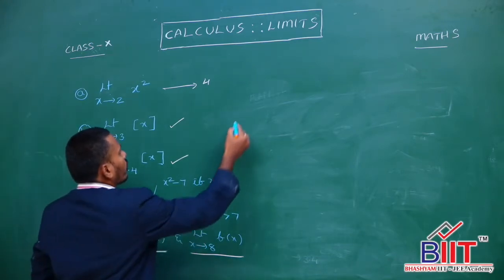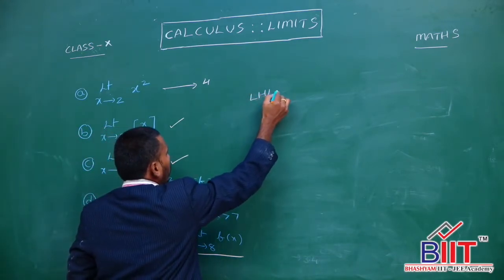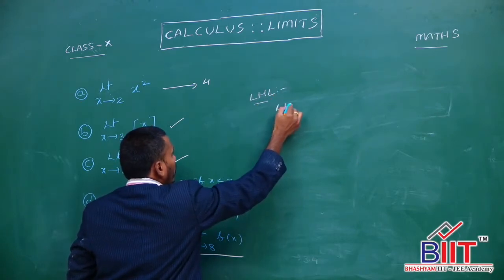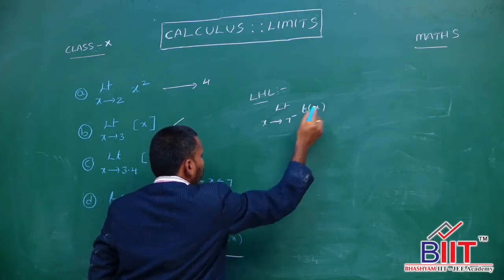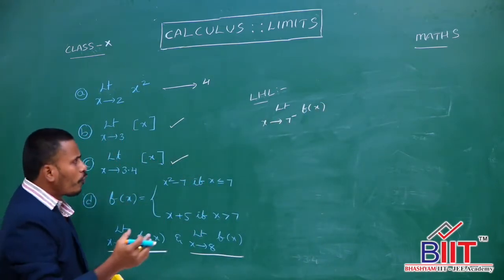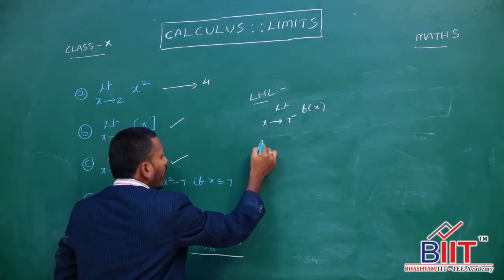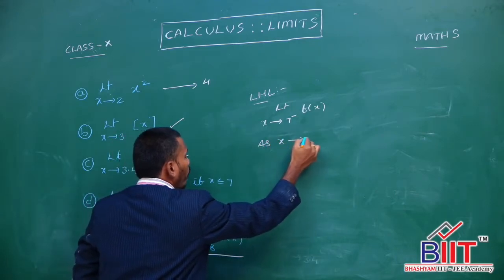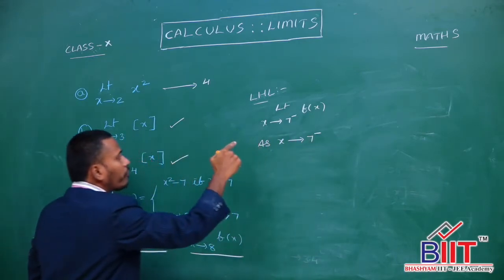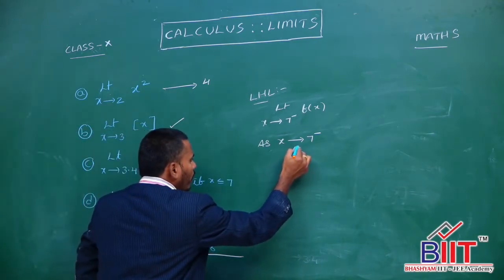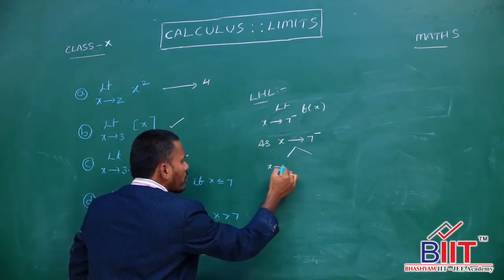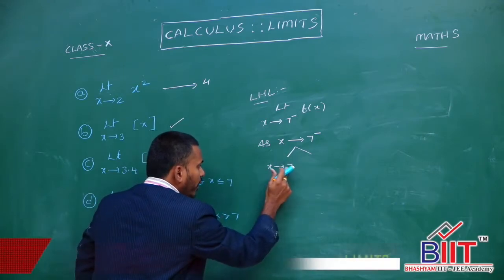Okay, what to say about the left hand limit? See, the left hand limit is simply the limit as x tends to 7 minus of f of x. This value we need to find. So first of all, concentrate on x values. x values are approaching 7 from the left side, because it is the left hand limit. So x tending to 7 minus involves 2 restrictions. One restriction is x is tending to 7.